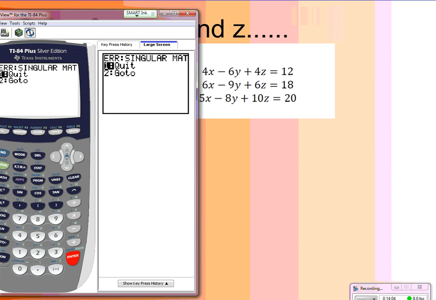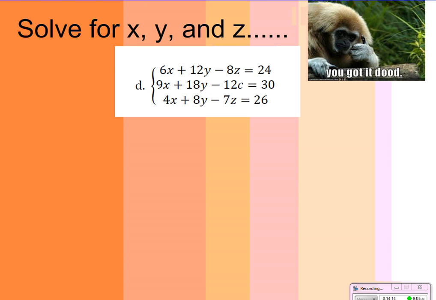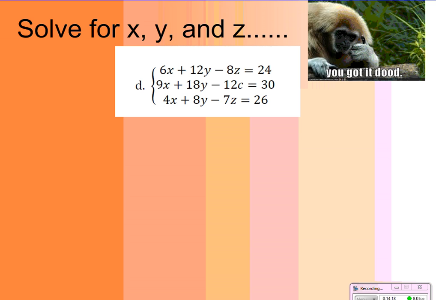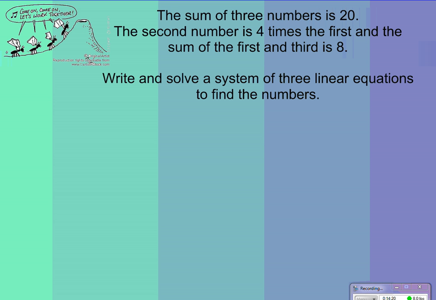So it says singular matrix. That's on purpose. What that tells you is that there is no solution. Okay? So that means that there is absolutely no solution for this one. Okay, so try this last one on your own and then ask a question in class about it.